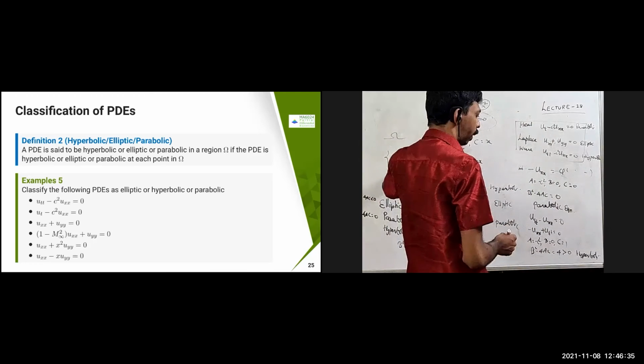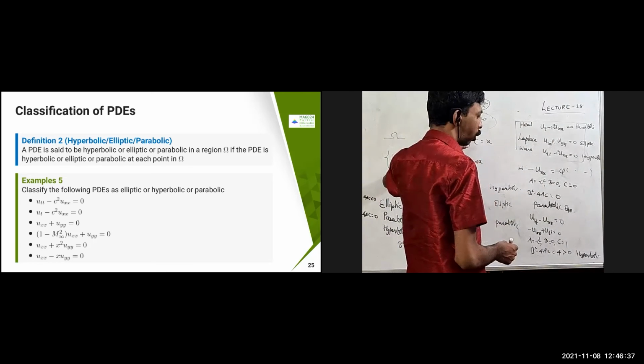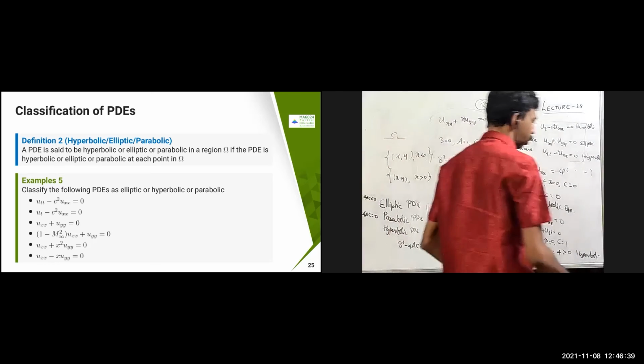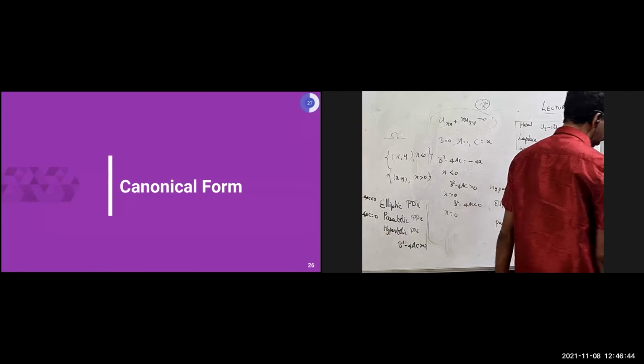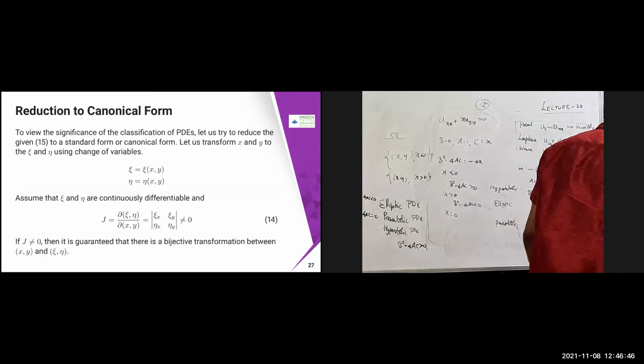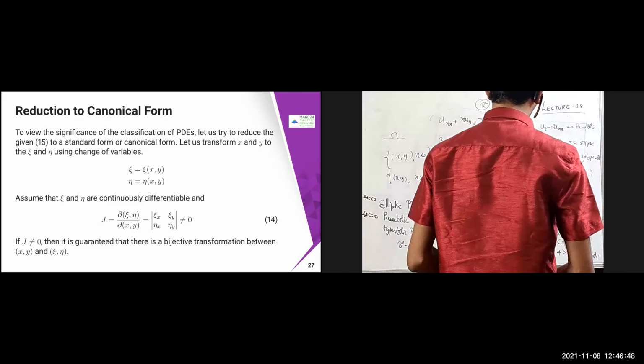Now similarly, I have given a similar kind of problem for minus x and x square uyy. That also you can classify, whether it is going to be hyperbolic or parabolic. So this is the classification of PDEs.